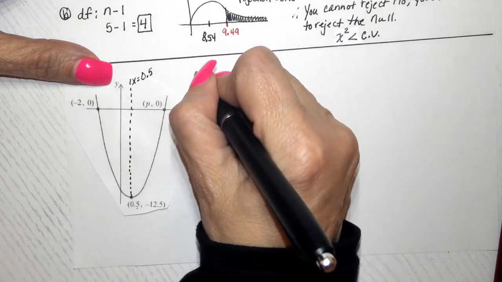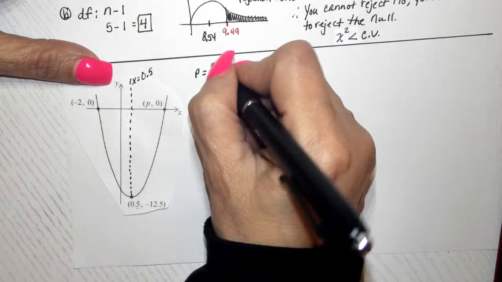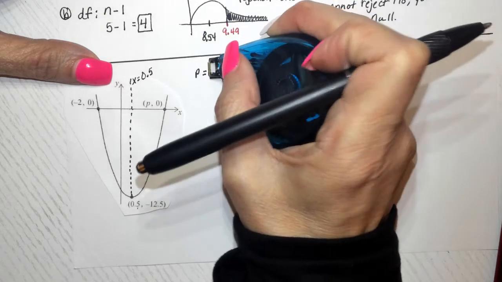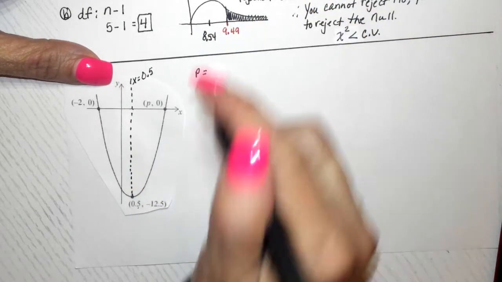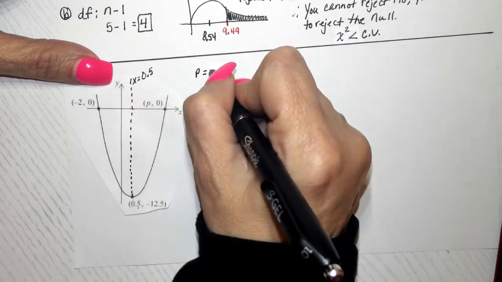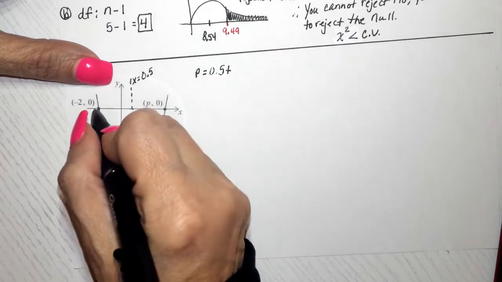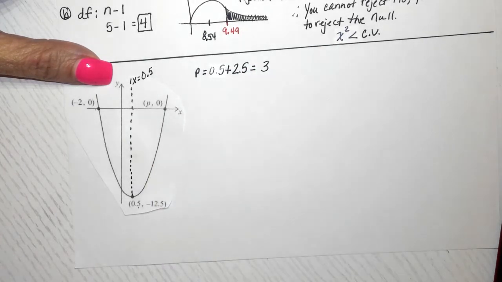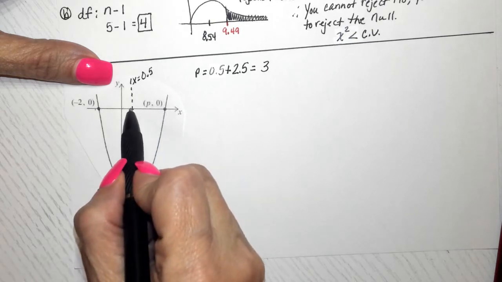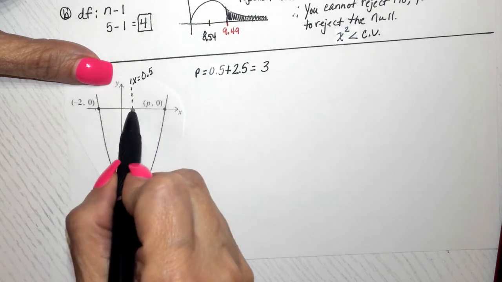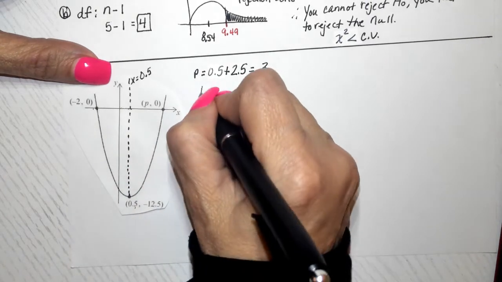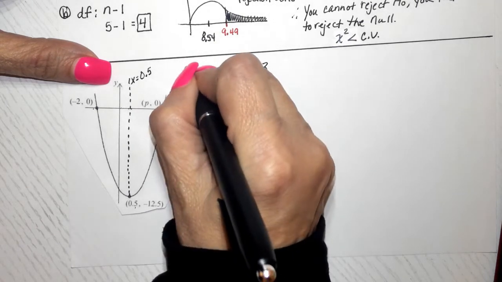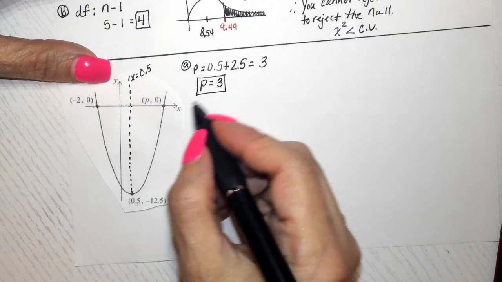So that would mean that P would be at 2.5. You would have to go over 0.5 and then go over 2.5 more, which would put you at 3, right? Because you have to go over 0.5, and then this whole distance here is 2.5. So P would be at 3. That would be our first point, and that one was pretty straightforward.